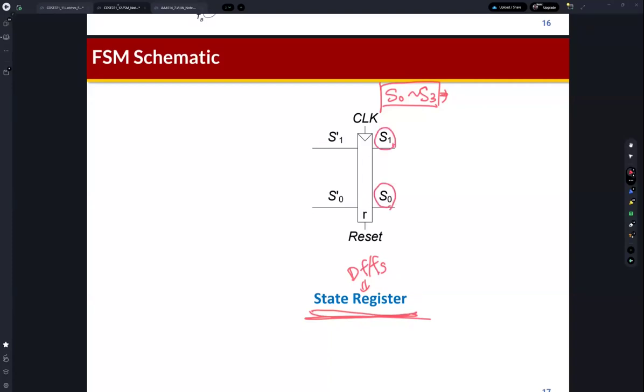So what is this value? This value is the current state. And then you can find the input of this state register, that's the input of the D flip-flops. What is this input? This is the next state.